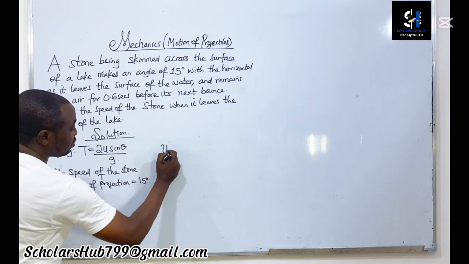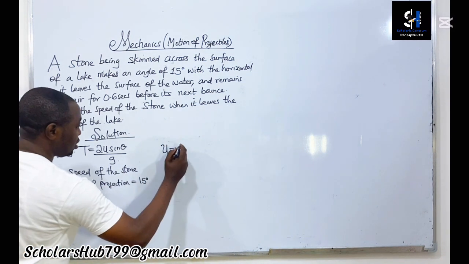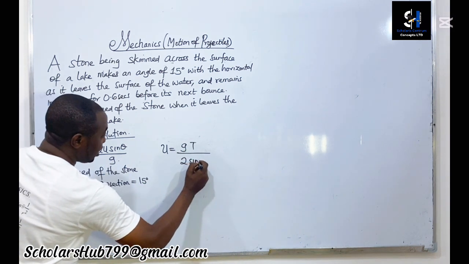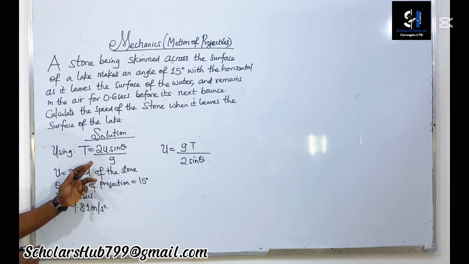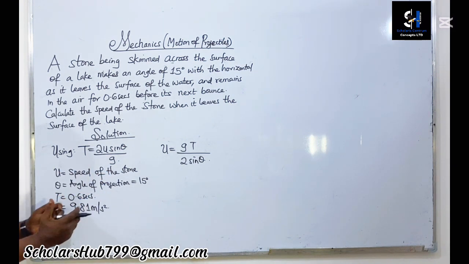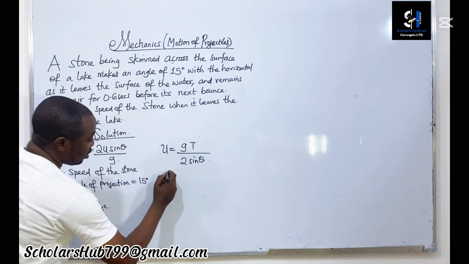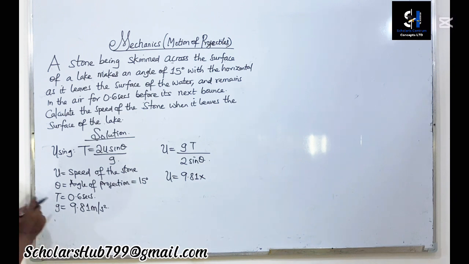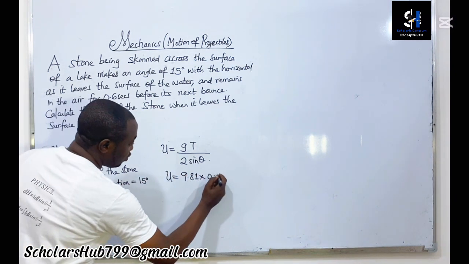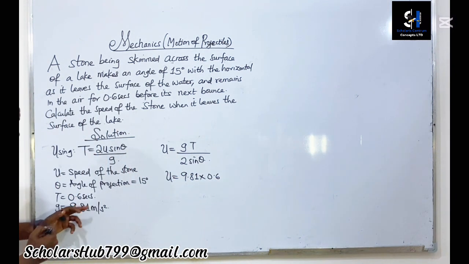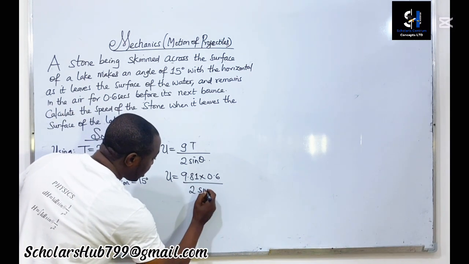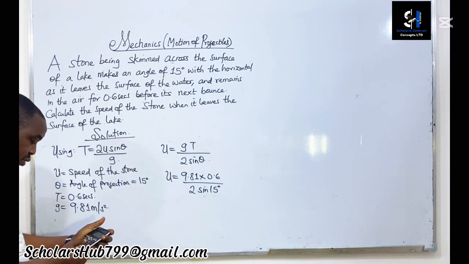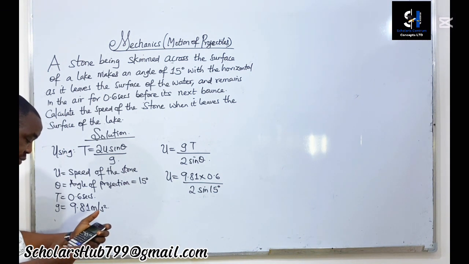When we make u the subject of the formula, this will be u equals gt over 2 sine theta. That is how we rearrange the formula to express u in terms of t and g. Now we can plug in the values. We have 9.81, the value of g, multiplied by 0.6, the time of flight, over 2 sine 15 degrees.